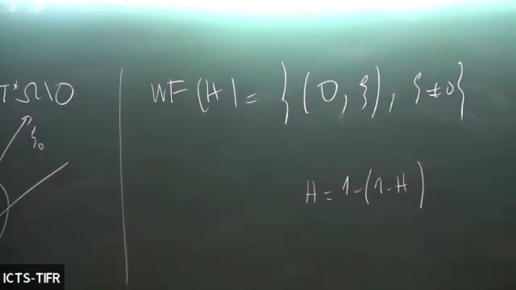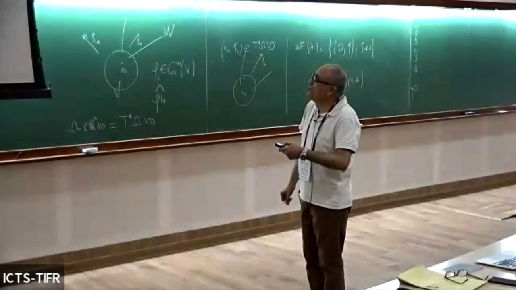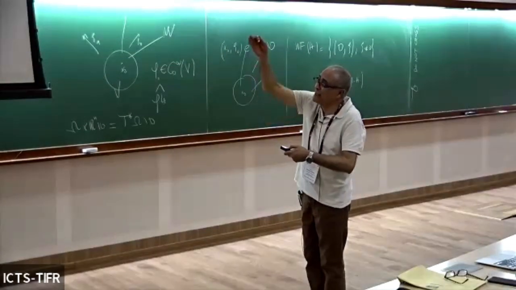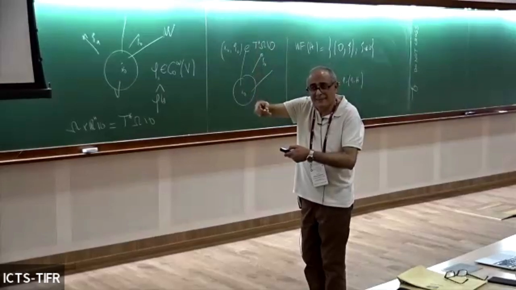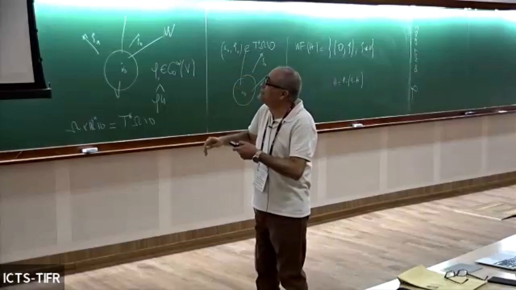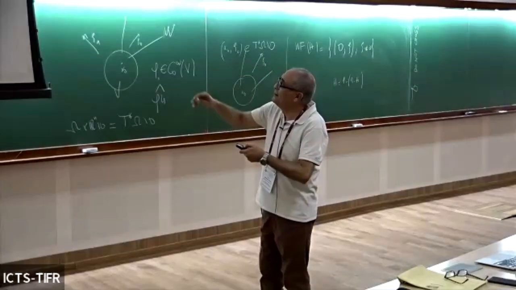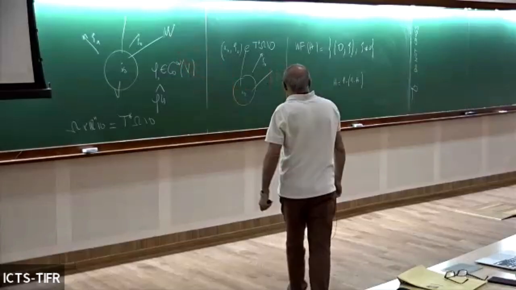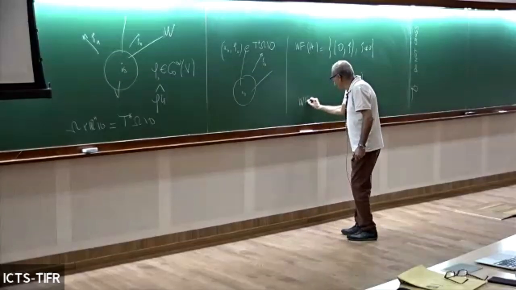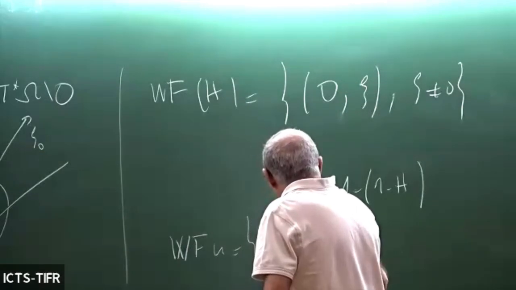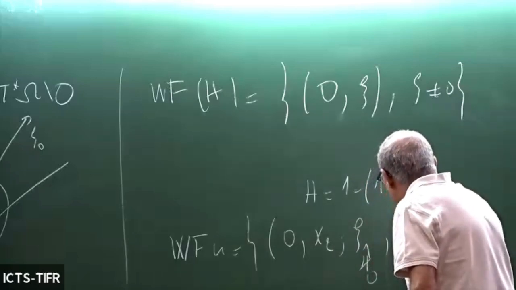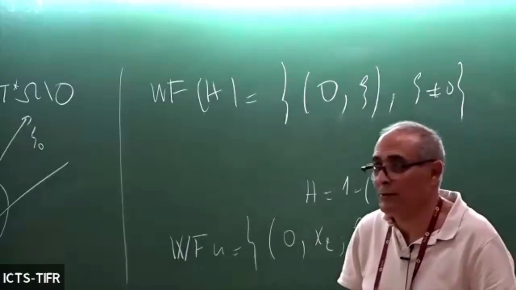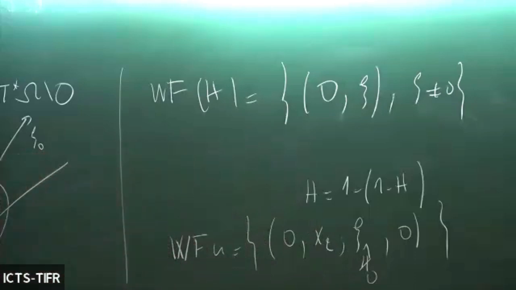For the characteristic function of a half plane in R2, your distribution is smooth outside x1 equal to zero. So the wavefront will be on x1 equal to zero, on this line, and in the normal direction, x2 equal to zero. So it is in this form: x1 equal to zero, and x2 different from zero, and the direction with x1 different from zero and x2 equal to zero. You are normal to the straight line x1 equal to zero.